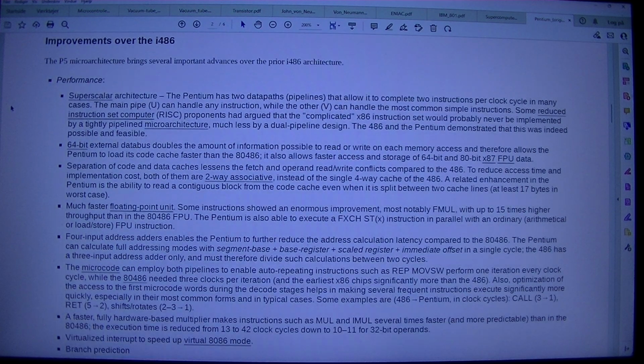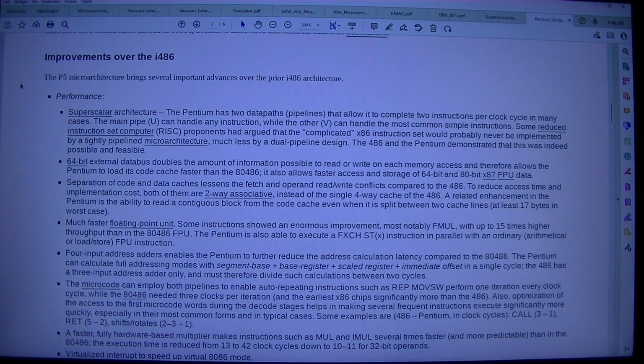Improvements over the i486. The P5 microarchitecture brings several important advances over the prior i486 architecture. Performance: superscalar architecture. The Pentium has two data paths, pipelines, that allow it to complete 2 instructions per clock cycle in many cases. The main pipe, U, can handle any instruction, while the other, V, can handle the most common simple instructions. Some reduced instruction set computer, RISC, proponents had argued that the complicated x86 instruction set would probably never be implemented by a tightly pipelined microarchitecture, much less by a dual pipeline design. The 486 and the Pentium demonstrated that this was indeed possible and feasible.